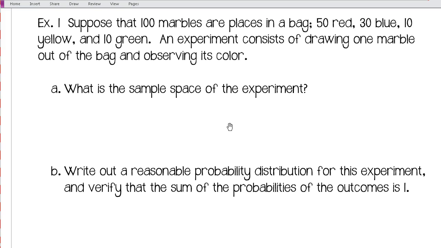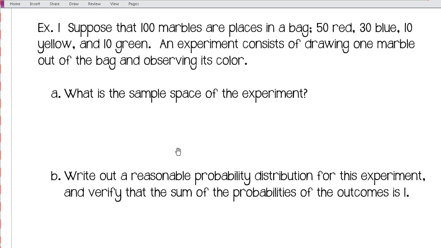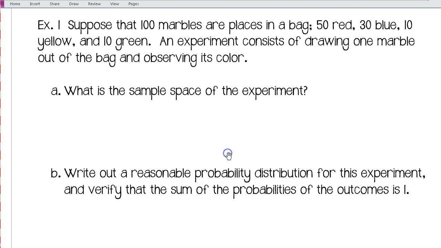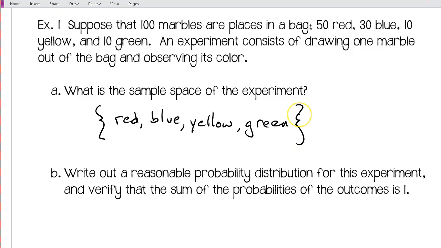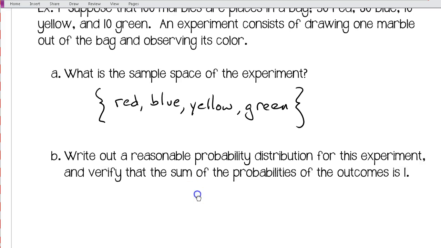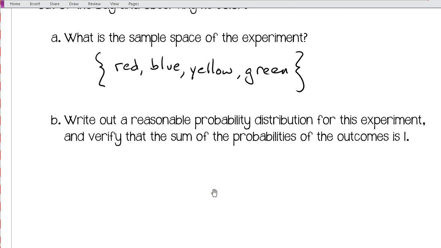So for number 1, it says we have 100 marbles placed in a bag, 50 red, 30 blue, 10 yellow, 10 green. An experiment consists of drawing one marble out of the bag and observing the color. So we want to know the sample space. The sample space are all the different possible outcomes. So our sample space, it could either be red or blue or yellow or green. We know that there are 4 possible outcomes, but the sample space lists what the outcomes actually are.